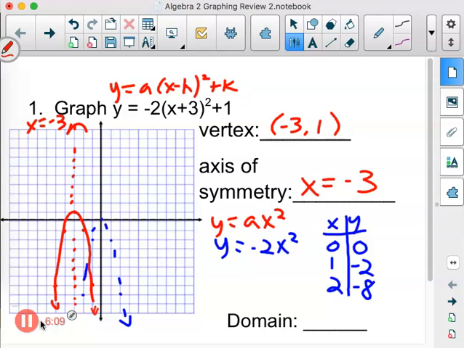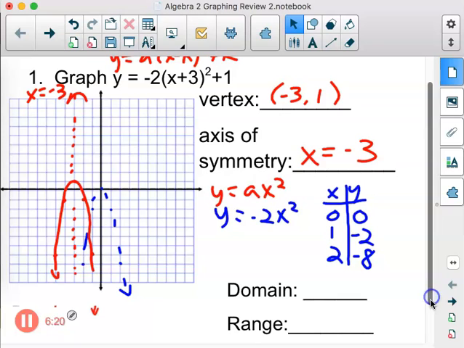Now, that's a lot already. But the other questions that you're going to be asked about this on the test have to do with domain and range. And does it have a maximum or a minimum? And if it does, where is it? So let's talk about domain and range first. What would the domain of this be?